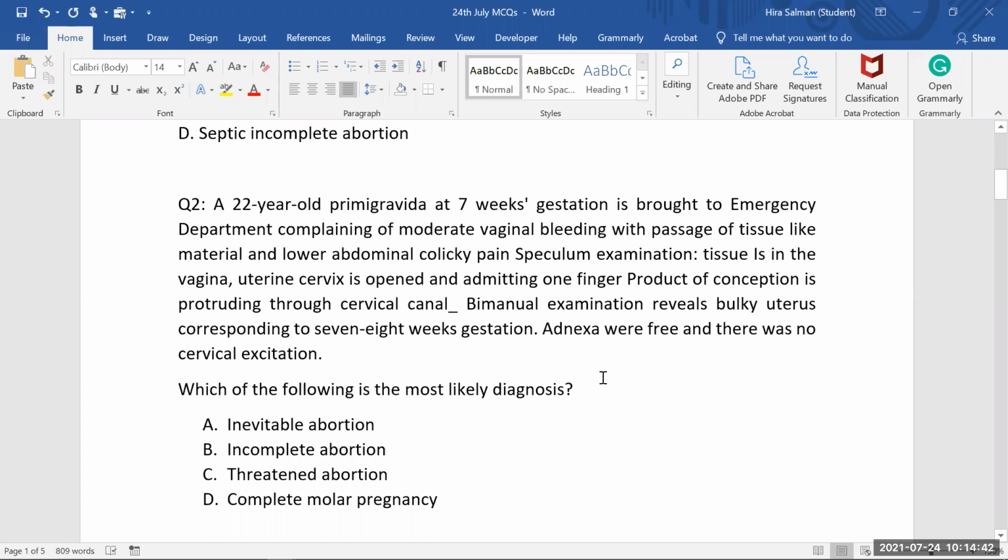So again, this is the same case. Some tissue has already passed, some you are feeling in the canal, the os is still open, the uterus is still bulky, meaning something is still inside the uterus. So again, it's a type of incomplete abortion.